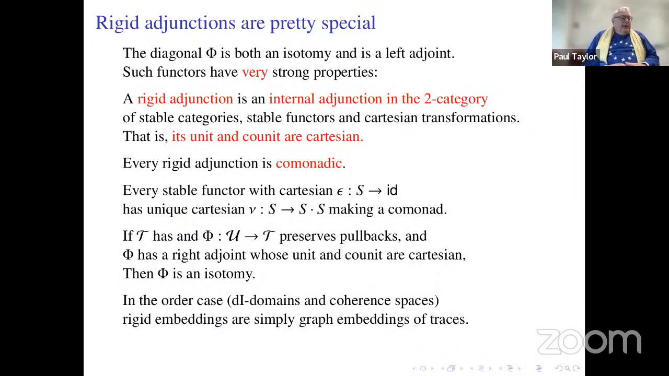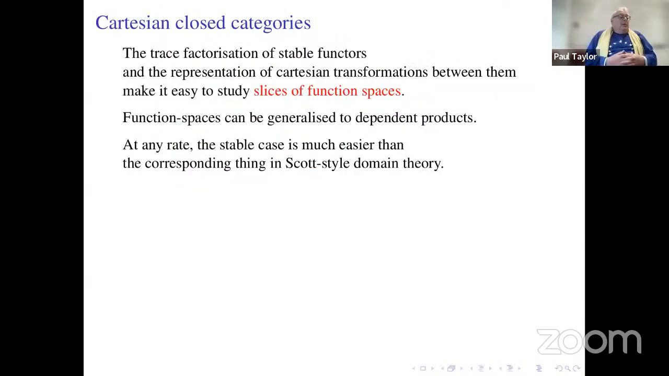And rigid adjunctions are equivalent to functors that are left adjoint and are also isotomies. So they have very, very, very strong properties. And in the order theoretic case, like DI domains and coherent spaces, they're actually just graph embeddings of the traces. I've been running far too fast on this. So this means that it's actually quite easy to study Cartesian closed categories.